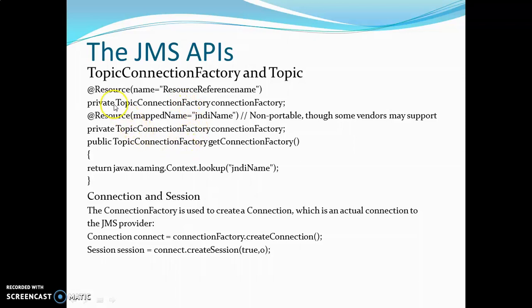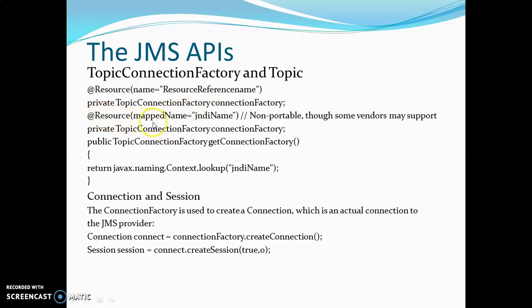So here we are making use of a resource, and the resource name is a resource reference name. We are just giving it for reference purposes, as a sample, and here we need to create a topic connection factory if it is a subscriber and publish model, or a queue connection factory for point to point. Depending upon that, we make use of a topic connection factory or the queue connection factory.